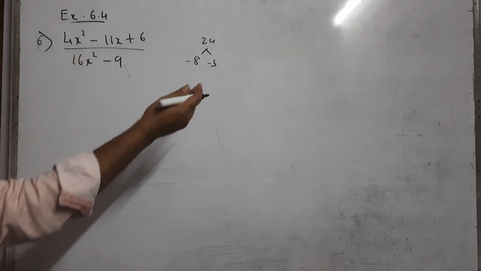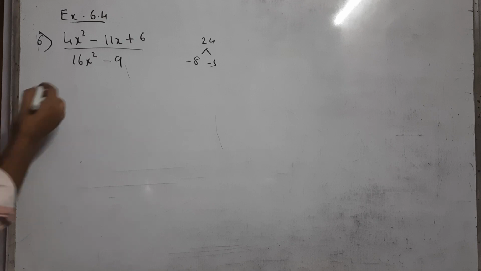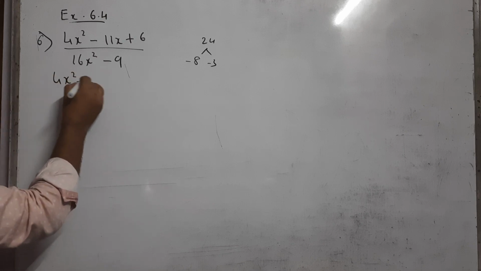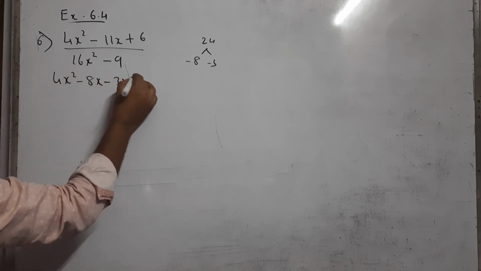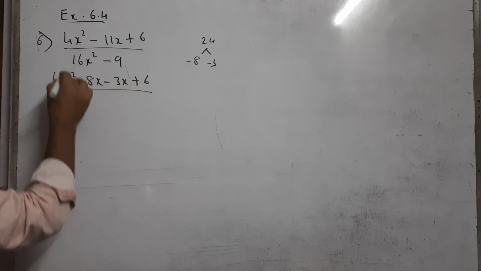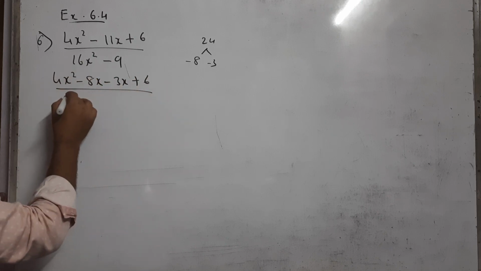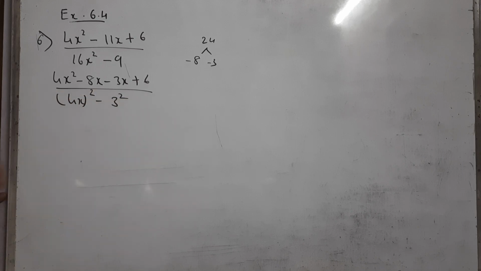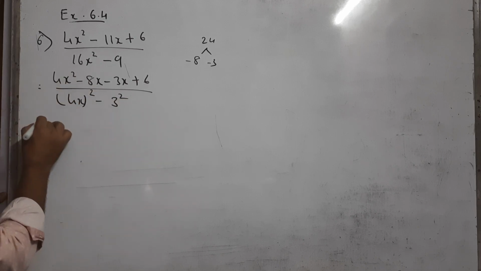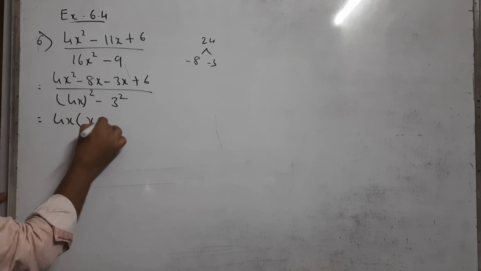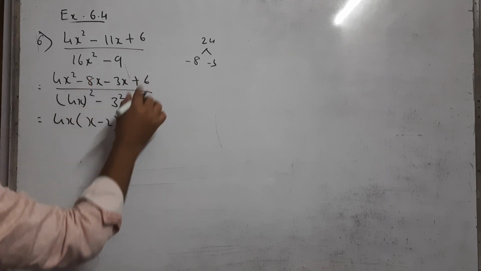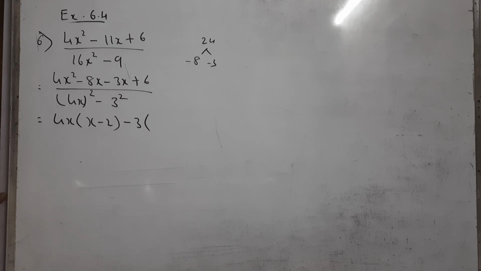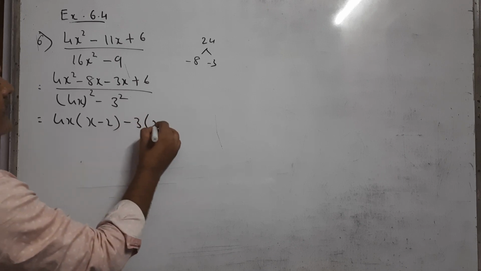This factorization we had learned in exercise 6.1. Same thing is there. 4x square minus 8x minus 3x plus 6, and in the denominator 16 is a square term, we can write it 4x square, and 9 is the square of 3. From these two, what can we take out common? 4x we can take out common, x minus 2, and from this 3 we can take out common, 6 comes in the table of 3.